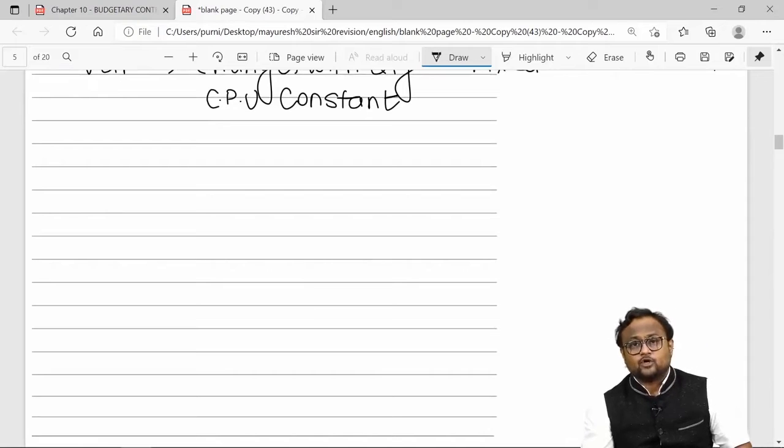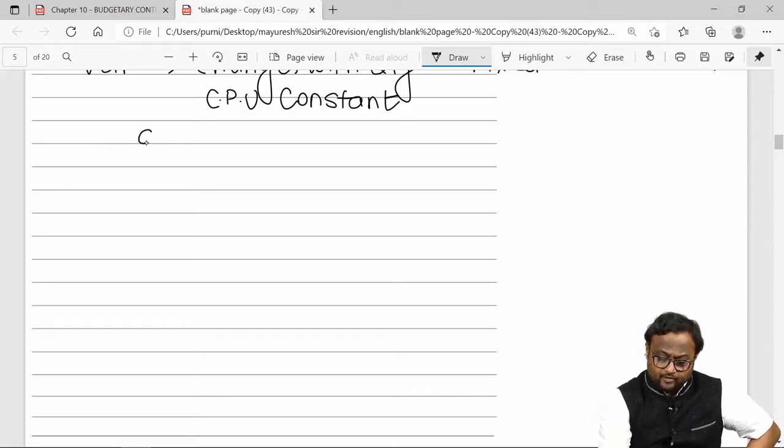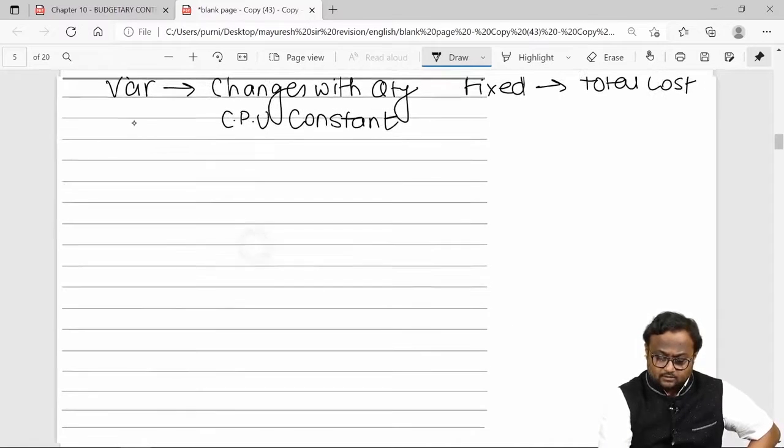Now, what if we do not have the breakup of semi-variable cost given? For example, they may give you data like this.